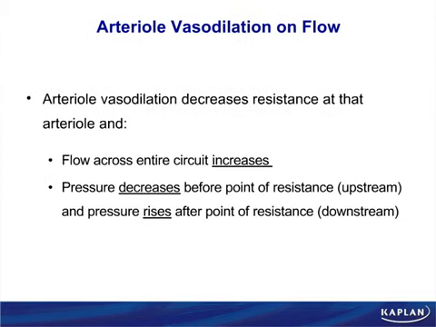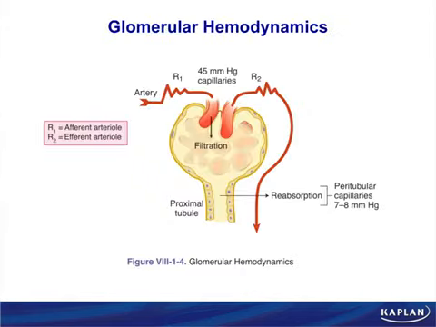Likewise, if you take an arteriole and vasodilate, you decrease resistance of the arteriole, flow across the circuit increases, the pressure upstream from that point decreases and rises downstream. So let's take this concept and apply it to the kidneys. R1 in this slide is the afferent arterioles, R2 is the efferent arterioles, and the pressure in between these two resistors is the glomerular capillary hydrostatic pressure.